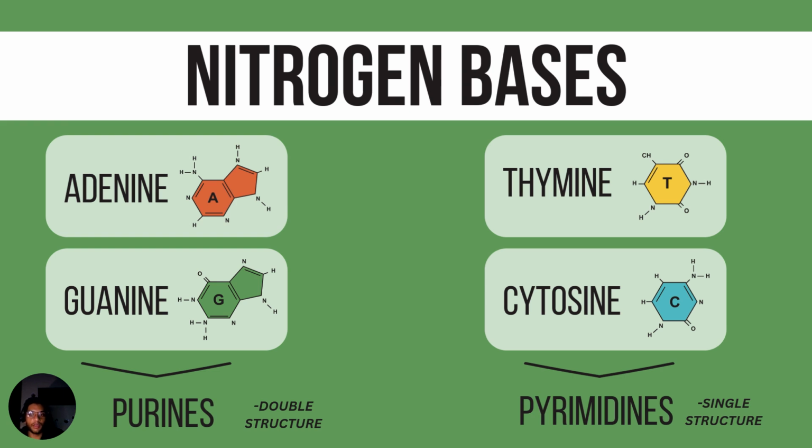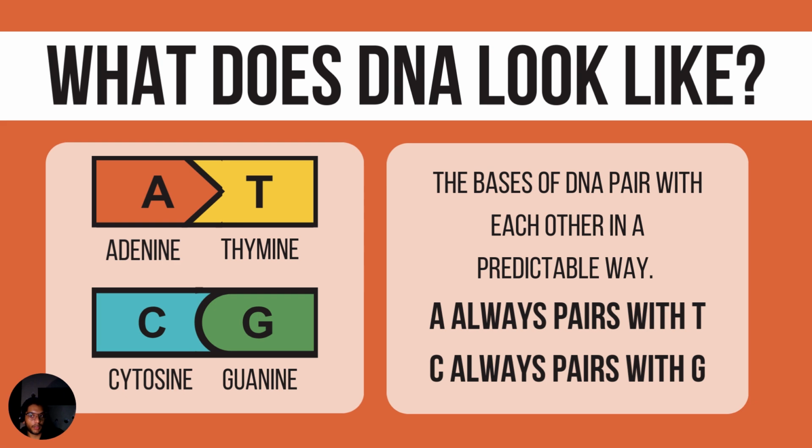So let's look at what DNA looks like. As you can see, each base is represented by a letter, where adenine is represented as A, thymine as T, cytosine as C, and guanine as G. The bases of DNA pair with each other in a very easy and predictable way, where adenine always pairs with thymine and cytosine always pairs with guanine.